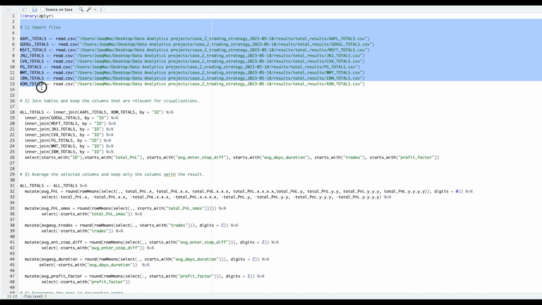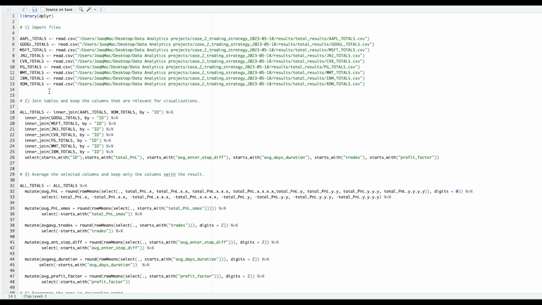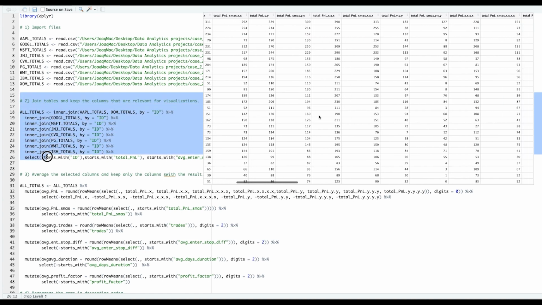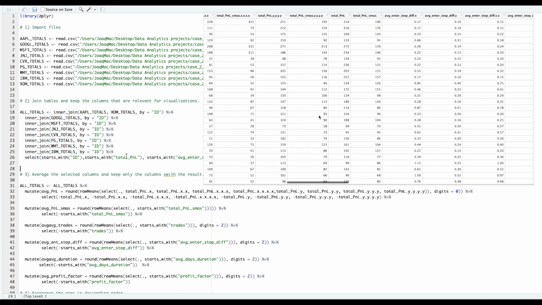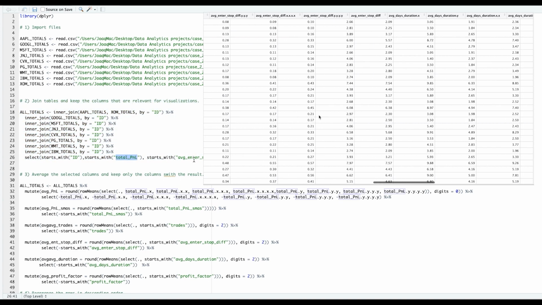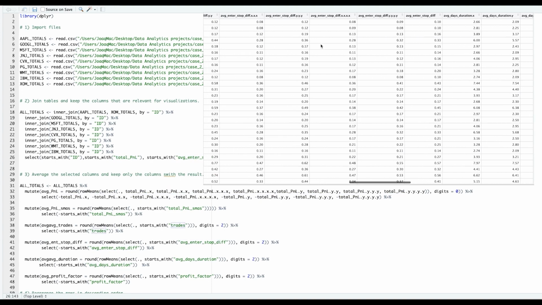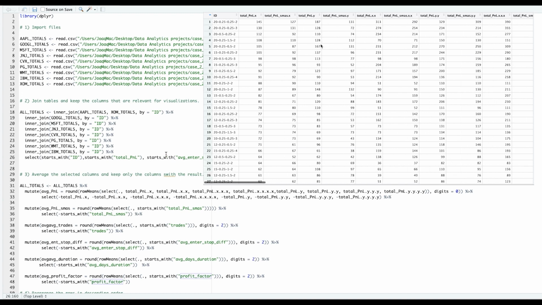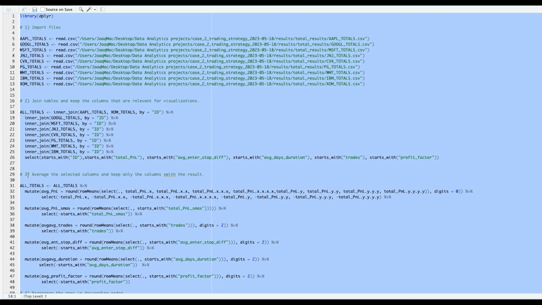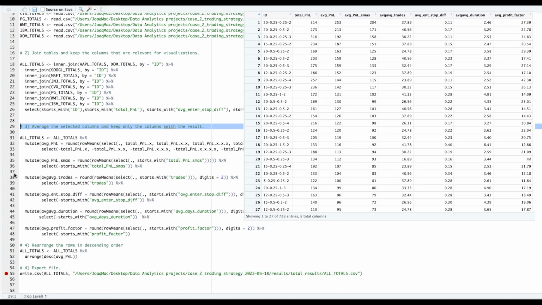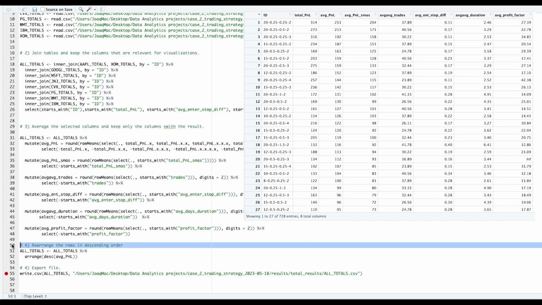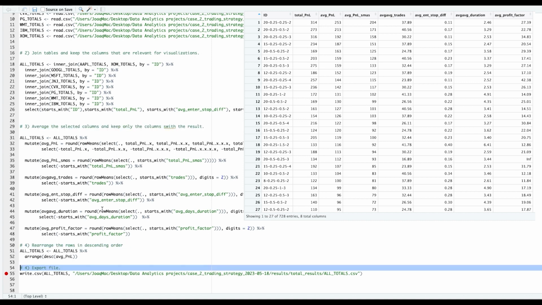Lastly, in the third script, the one with the summary of totals, I started by importing the totals for each stock. In the second step, I joined the different data frames, keeping only the IDs, the total profit and loss, the difference between the enter and the stop, the duration of the trades, the number of trades, and the profit factor. In the third step, I averaged all the columns that had the same name to obtain a summary of the performance for each combination. Then I rearranged the rows and finally exported the file.